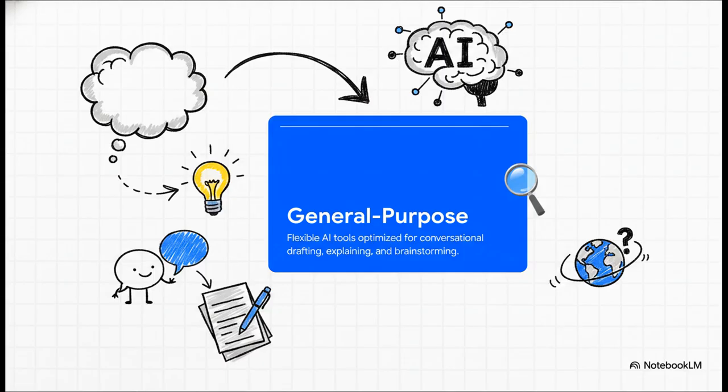First up, general-purpose assistants, like ChatGPT. These are incredibly flexible and completely optimized for conversational drafting, explaining, and brainstorming. They're fantastic for rough first drafts, but without web connectivity, they just aren't reliable for current facts.